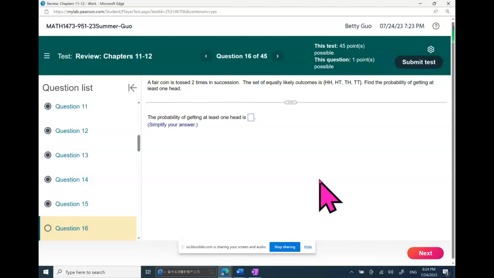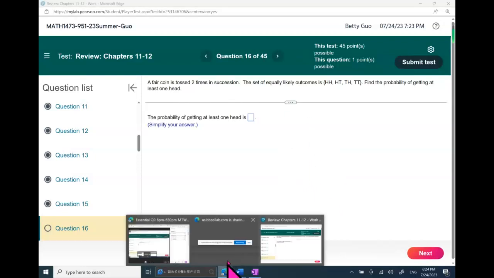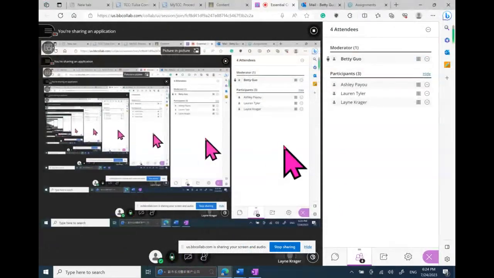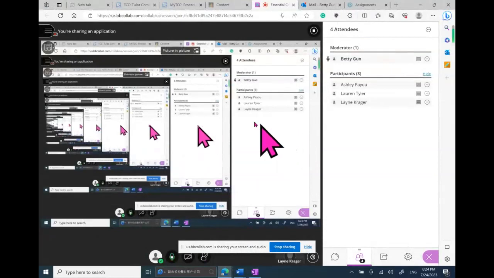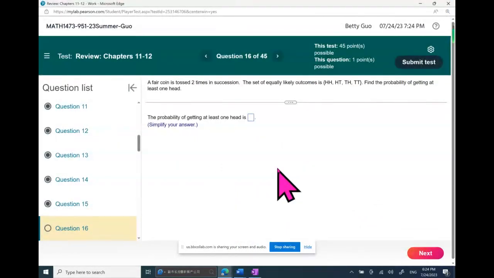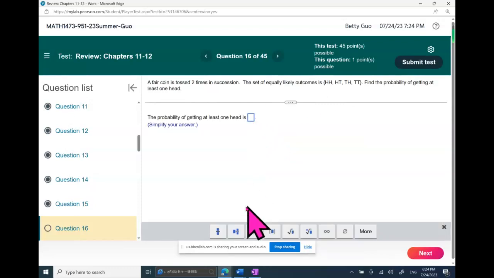Question number 16. A fair coin is tossed 2 times in succession. The set of equally likely outcomes is given. So the sample space has 4 equally likely outcomes. This is a theoretical classical model. Find the probability of getting at least 1 head.